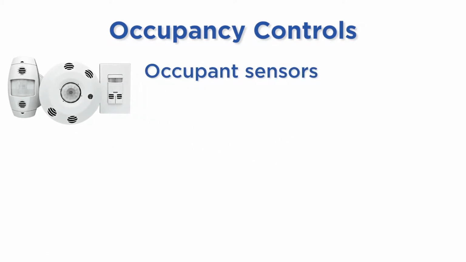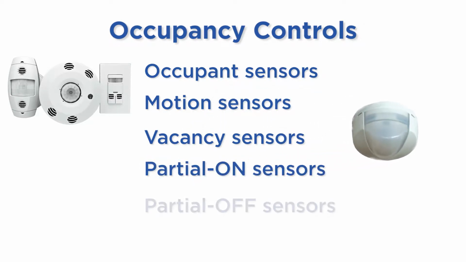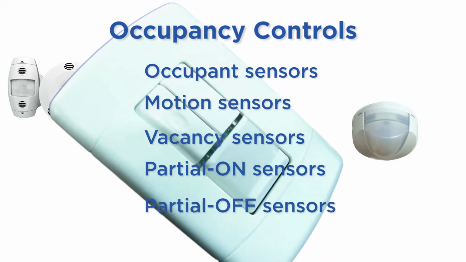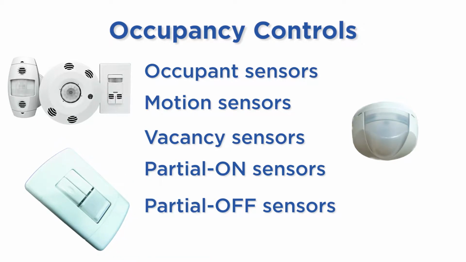These include occupant sensors, motion sensors, vacancy sensors, partial on sensors, and partial off sensors. Occupancy sensors are used for indoor spaces, motion sensors in outdoor spaces. Vacancy sensors automatically turn lighting off after an area is vacated, but require lights to be turned on manually. Partial on sensors turn only a portion of the lights on when occupancy is detected and turn all the lights off when the space becomes vacant.